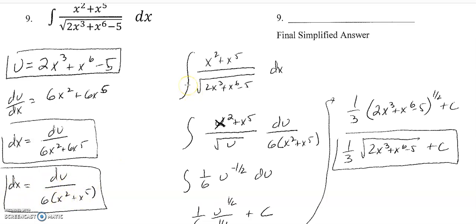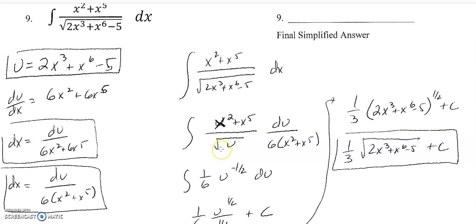So our original is the integral of x squared plus x to the 5th all over the square root of 2x cubed plus x to the 6th minus 5 dx. Then when we do our substitutions, instead of 2x cubed plus x to the 6th minus 5, we put u. Instead of dx, we put du over 6 times x squared plus x to the 5th. So we'll have the integral of x squared plus x to the 5th over the square root of u times du over 6 times x squared plus x to the 5th. And you'll notice that x squared plus x to the 5th in the numerator and in the denominator will simplify to 1. So we'll have the integral of 1 over 6.